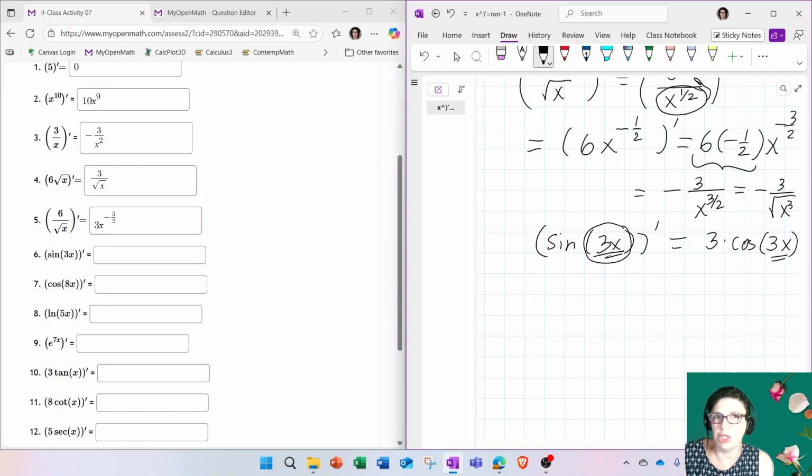Because remember, derivative is the slope. And 3x is a line with the slope of 3. So what is the slope of the line 3x? 3. Okay, so that's it.